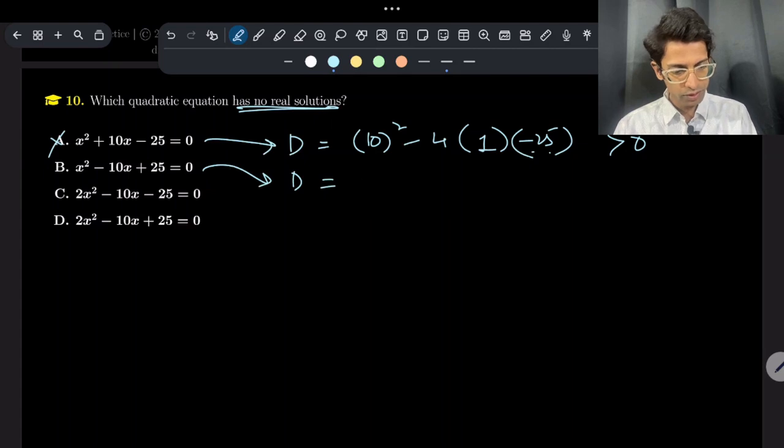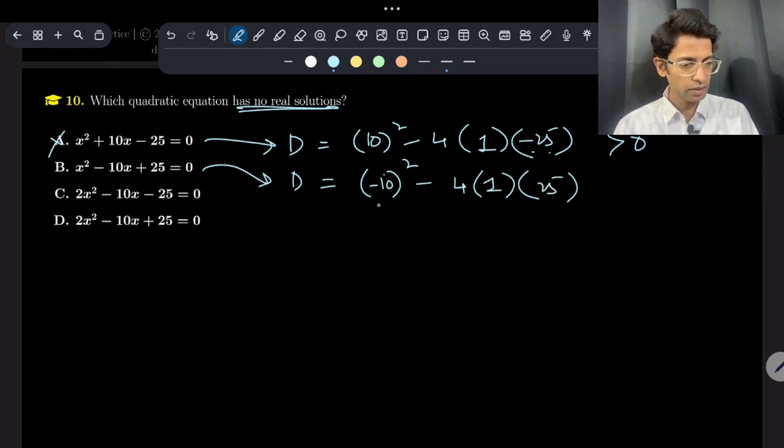So D for this is b square minus 4 into a into c. B is minus 10, a is 1, this is 25, 100 minus 100, this is coming to be equal to 0. So again, this is not satisfying, no real solutions.